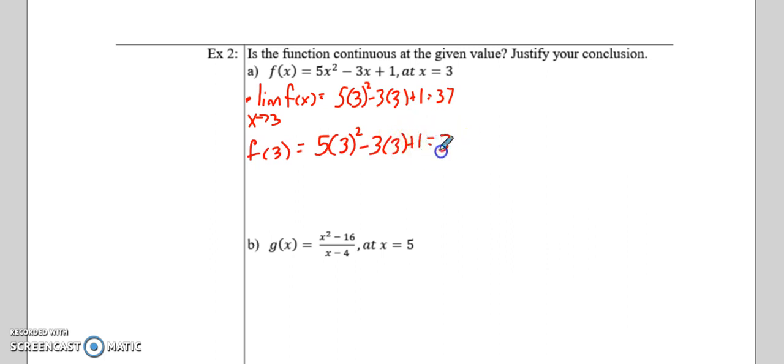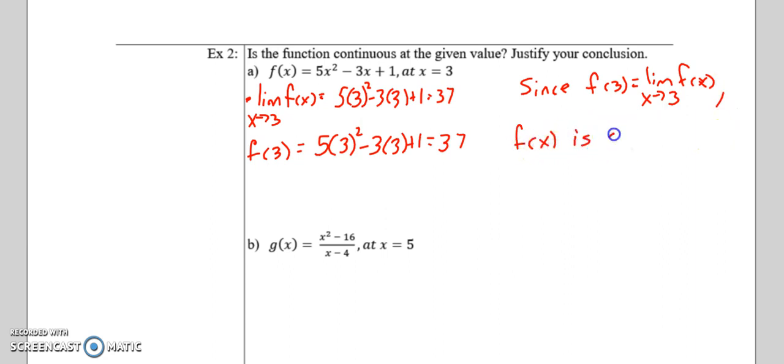You might say, wait a minute, we just did that. Yep. And go, since f of 3 equals the limit as x approaches 3 of the function, notation, notation, notation, f of x is continuous at x equal 3. So three-part definition. 1, 2, doesn't matter the order, 3.